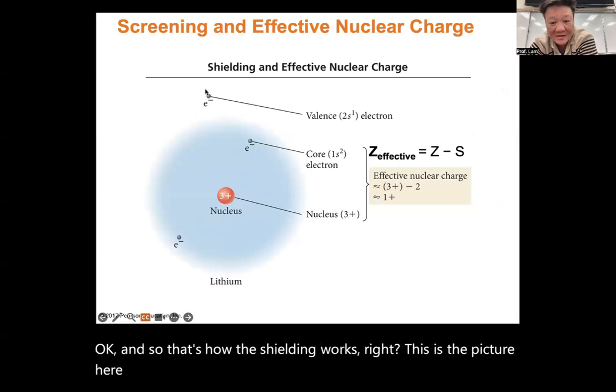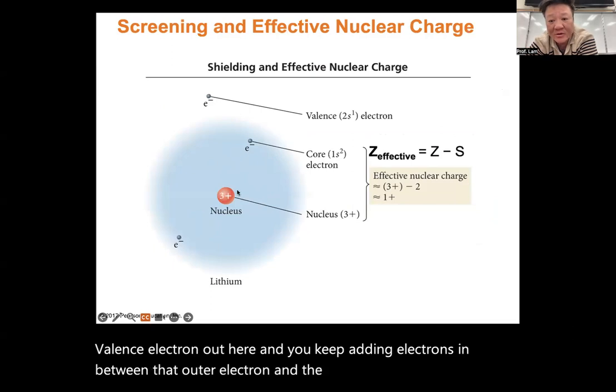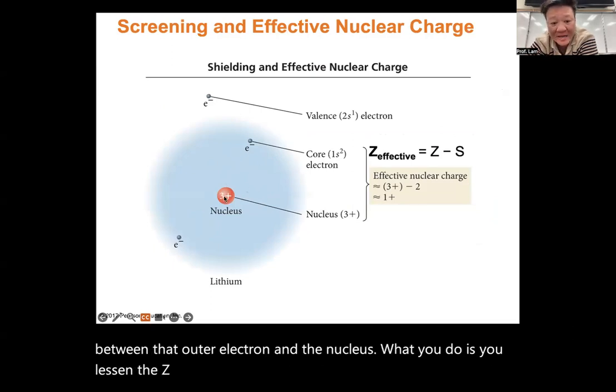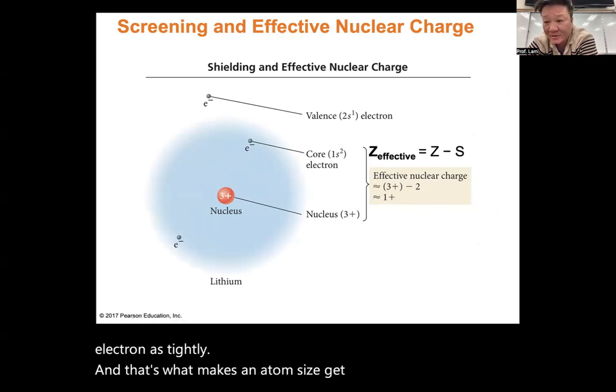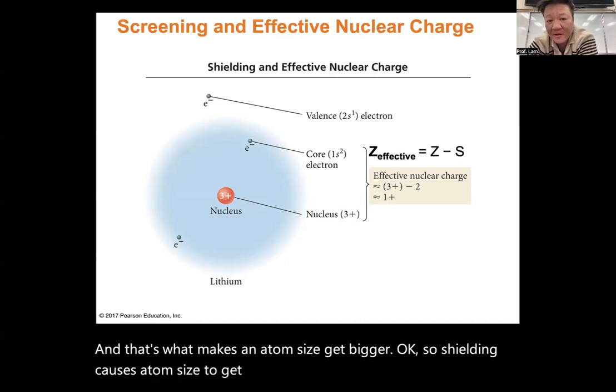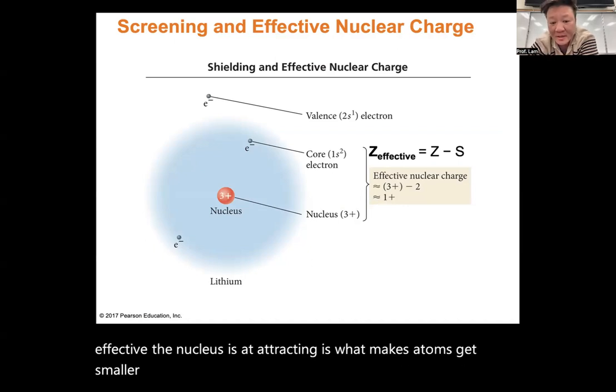If you have this valence electron out here, and you keep adding electrons in between that outer electron and the nucleus, what you do is you lessen the Z effective. And so that nucleus can't hold on to the outer electron as tightly. And that's what makes an atom size get bigger, okay? So shielding causes atom size to get larger, and the Z effective, how effective the nucleus is at attracting, is what makes atoms get smaller, okay?